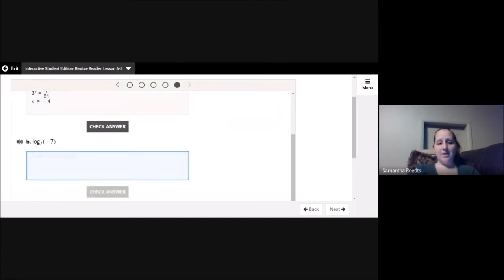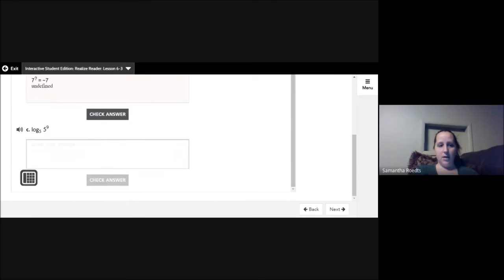For B, log base 7 of -7. So 7 to the what power is going to give me -7? This is undefined because nothing is going to give me -7. For C, I have log base 5 of 5 to the 9th. So 5 to the what power will equal 5 to the 9th power? Well, in this case, x will equal 9. Or the question mark will equal 9.